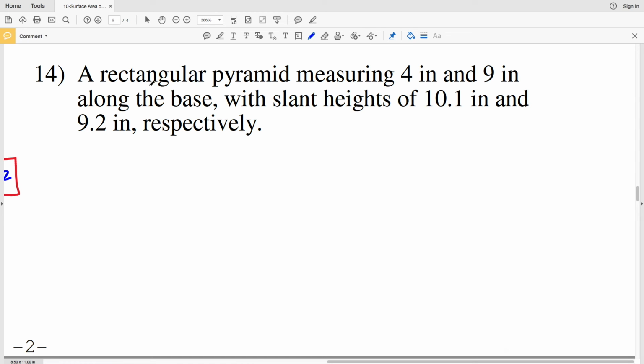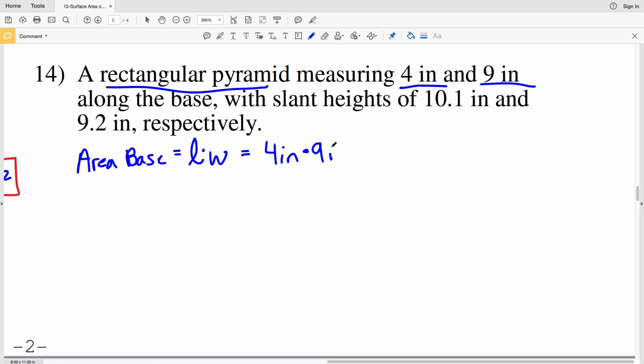Now, number 14, it says that we have a rectangular pyramid, which means that the base of that pyramid is a rectangle. So the area of a rectangle, or the area of the base, is going to equal length times width, where one side is 4 inches and the other is 9 inches. So it'll be 4 inches times 9 inches, which will give us 36 inches squared for the area of the base. The slant height, or slant length, is given to us as 10.1 inches.